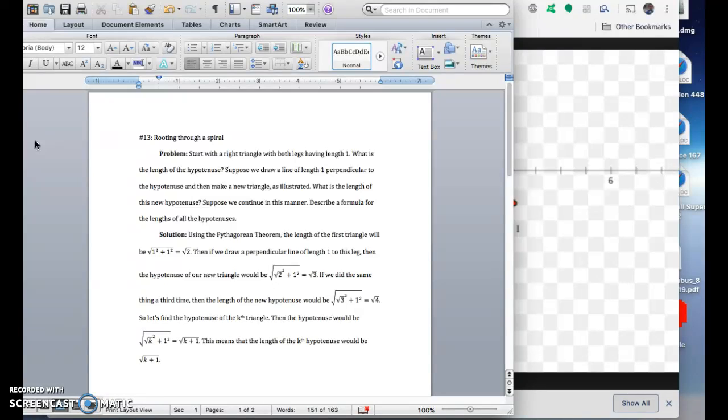And then suppose we draw a line of length 1 perpendicular to the hypotenuse and then make a new triangle as illustrated. What is the length of this new hypotenuse? So say we continue in this manner, so we want to describe a formula for the length of all the hypotenuses.